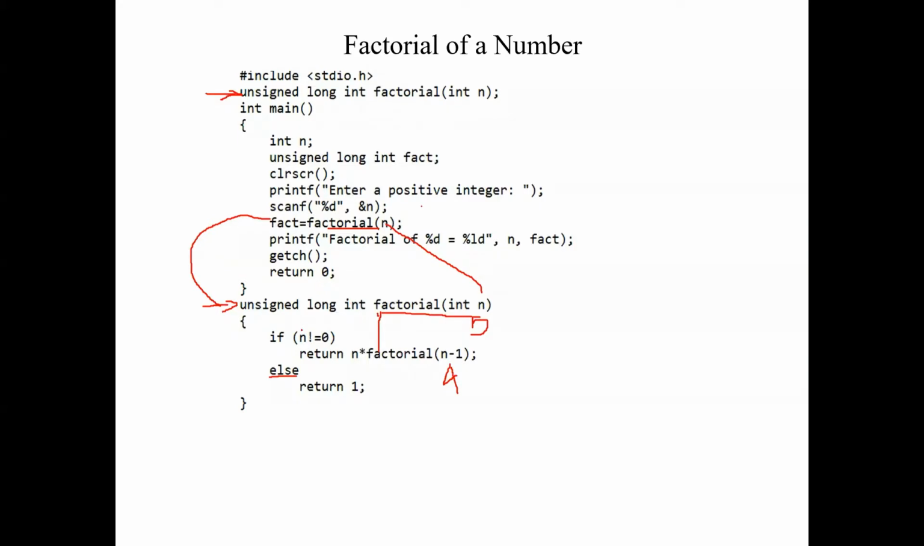Okay, so here 4 factorial, and we are checking whether 4 is not equal to 0. You know that n value is 4 now. 4 is not equal to 0. Then what will it be returning? Return 4 into factorial of 4 minus 1. The current value of n is 4, so it will be calling 4 minus 1, which is nothing but 3.